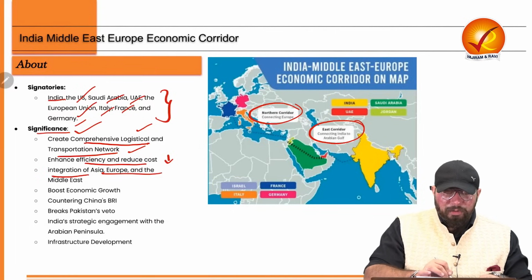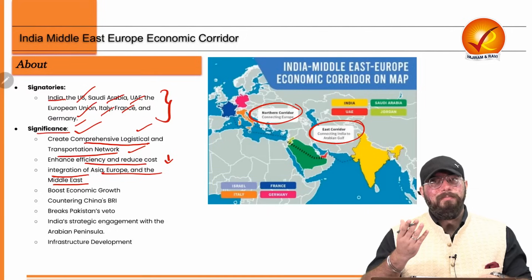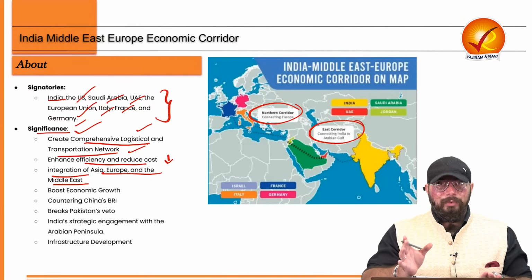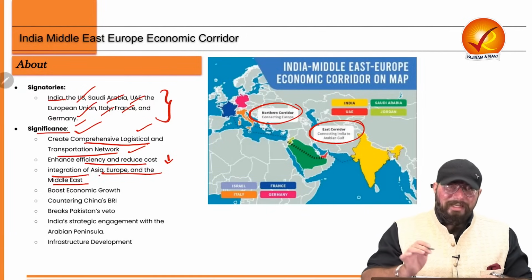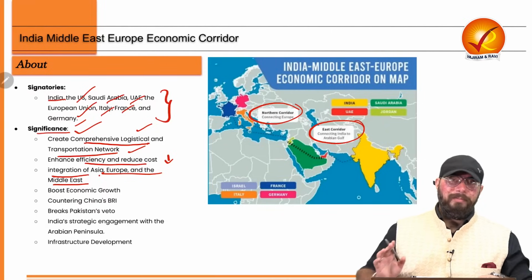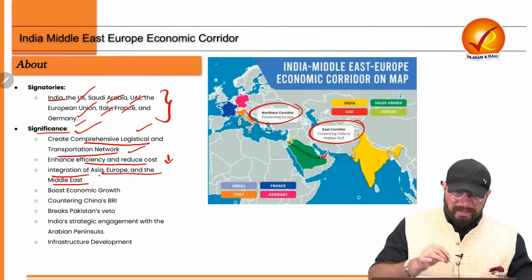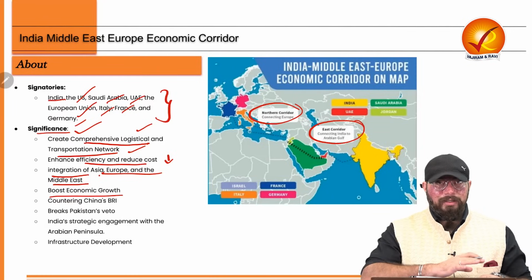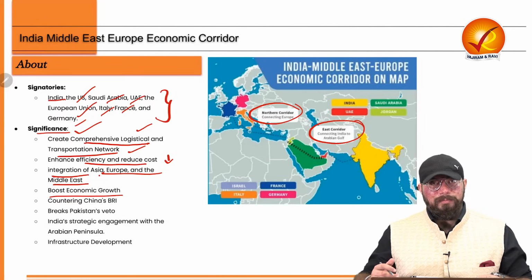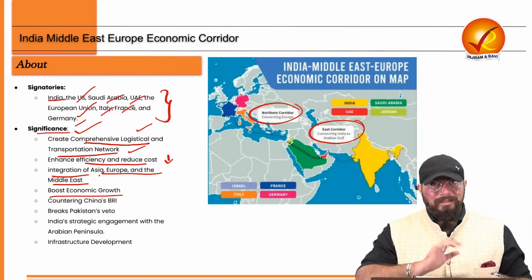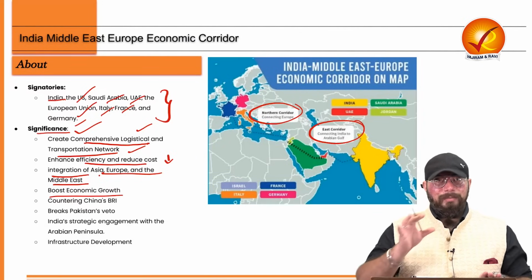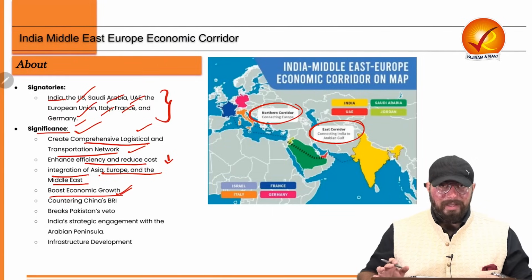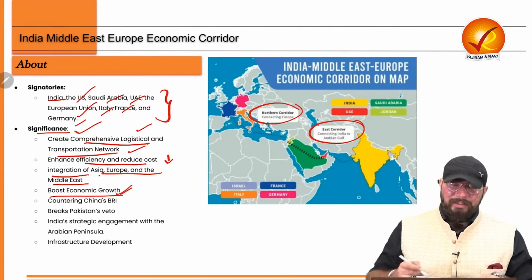Then, integration of Asia, Europe and the Middle East. That is the most important thing. It will integrate your Asia, Europe and Middle Eastern region economically and also physically. And it will also boost economic growth in the region if connectivity is there. Logistics-wise, all the countries are improving. Data pipelines are there, hydrogen pipelines are there. If so many things are there, economic growth of the region is bound to happen. So that is also a very important thing.